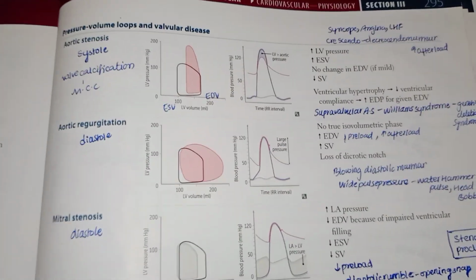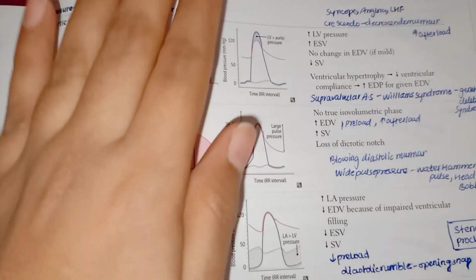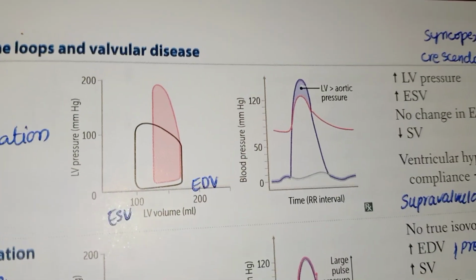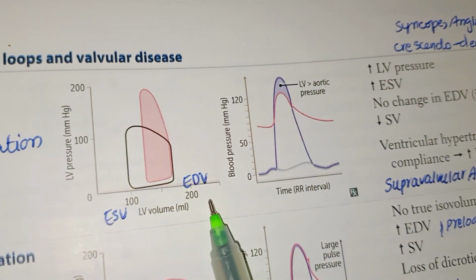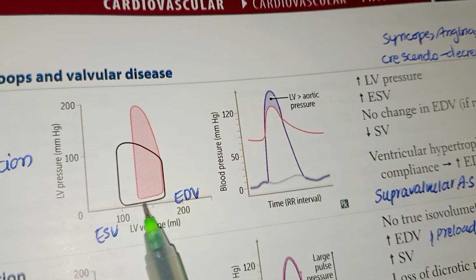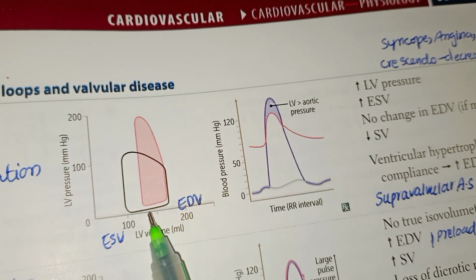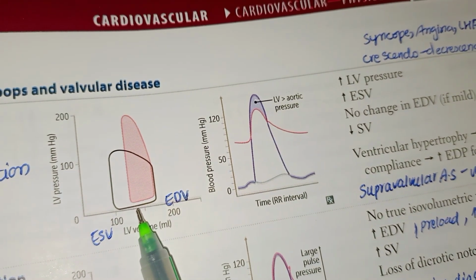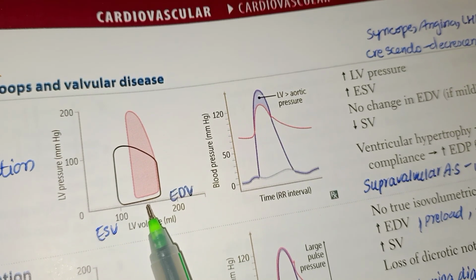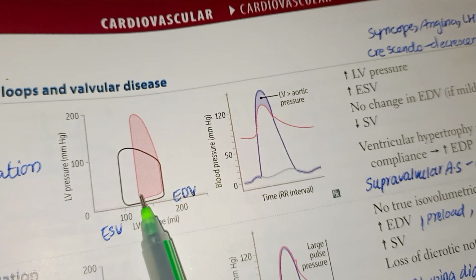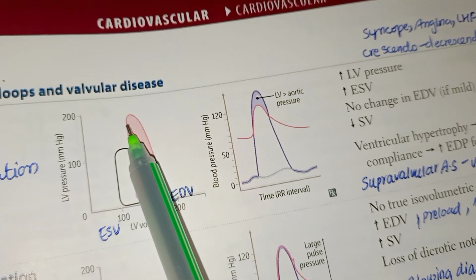Now we'll go and understand this. Let us try to guess the pressure volume loops without the headings. Okay, so you can see the first one here. In this curve, this is the end systolic volume here and this is the end diastolic volume. As we discussed already in the cardiac cycle, if something is moving towards the right side of end systolic volume, it indicates that it is increased. So it indicates that there's an increase in end systolic volume, and you can see this orange color is above, like it is increasing.